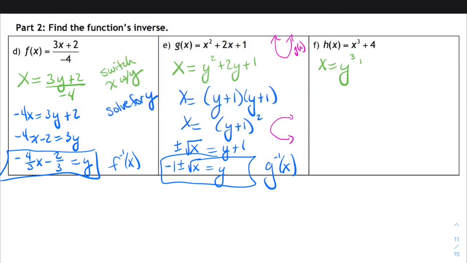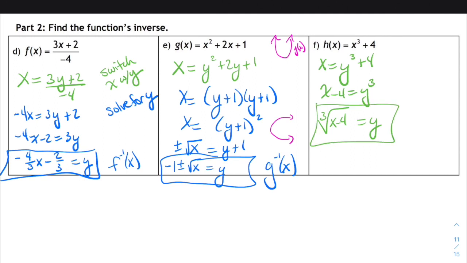x equals y cubed plus 4. x minus 4 equals y cubed. And now I would go ahead and take the cube root of both sides. There is no plus or minus for an odd root when I take the odd root of both sides. Okay, I forgot to change colors. Oh well. So this is the inverse of function h.